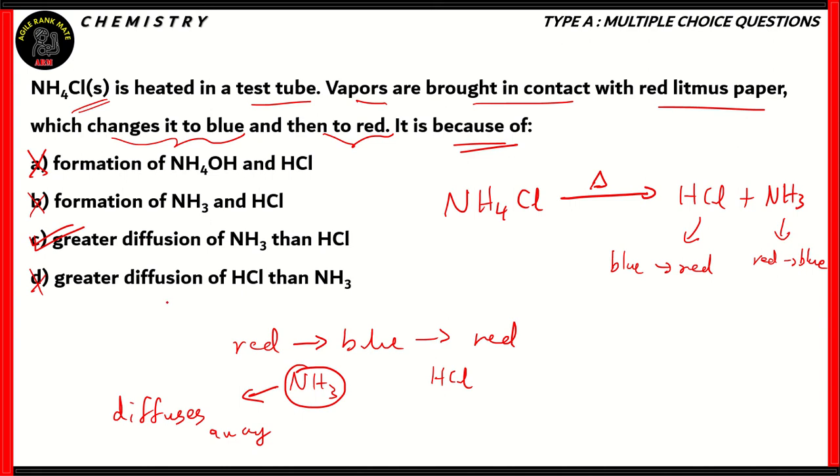So therefore, greater diffusion of NH3 than HCl is the reason why vapors of ammonium chloride change red litmus paper to blue and then back to red. So option C turns out to be the right option. Since the persisting vapor is HCl, it turns the litmus paper from blue back to red. So NH3 has gone from the equation, which means it's diffused faster. So option C is the right option.